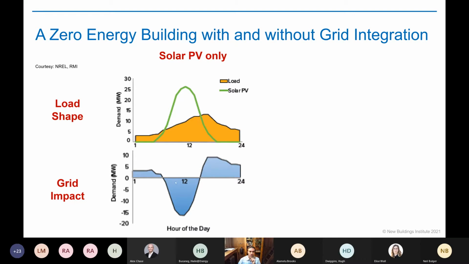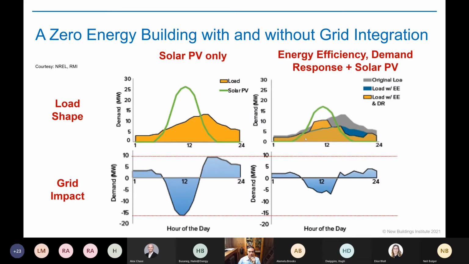The grid impact, however, in any particular hour is anything but zero. It's importing energy at night, it exports it all day long, and it imports again in the evening. So the building's peak, the PV isn't really doing very much to speak of to reduce that peak, maybe a bit, not a ton.